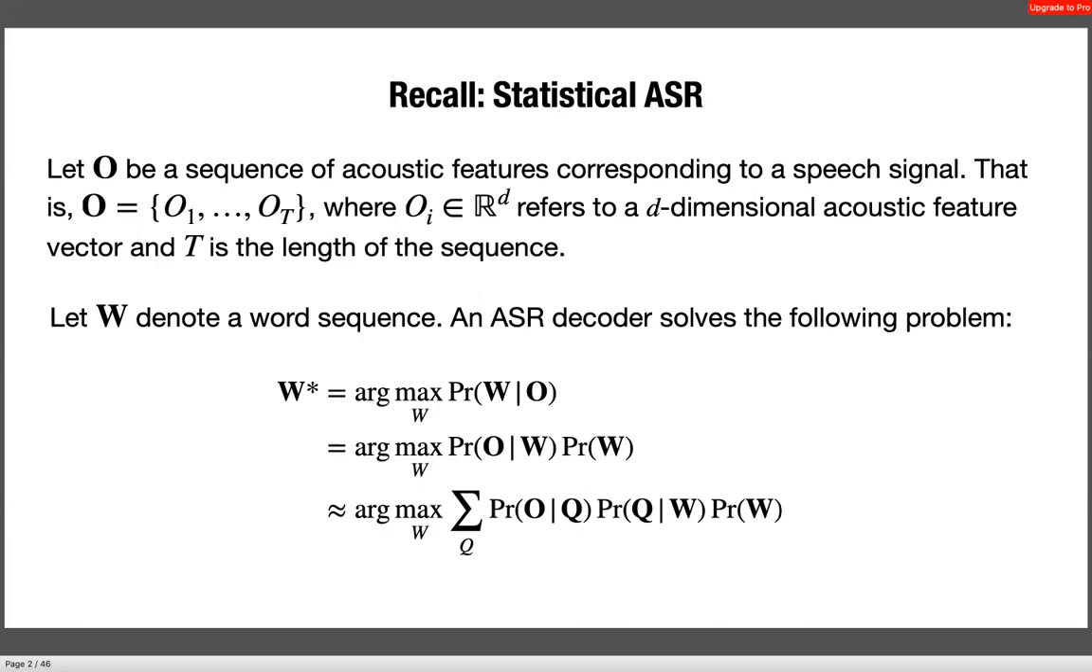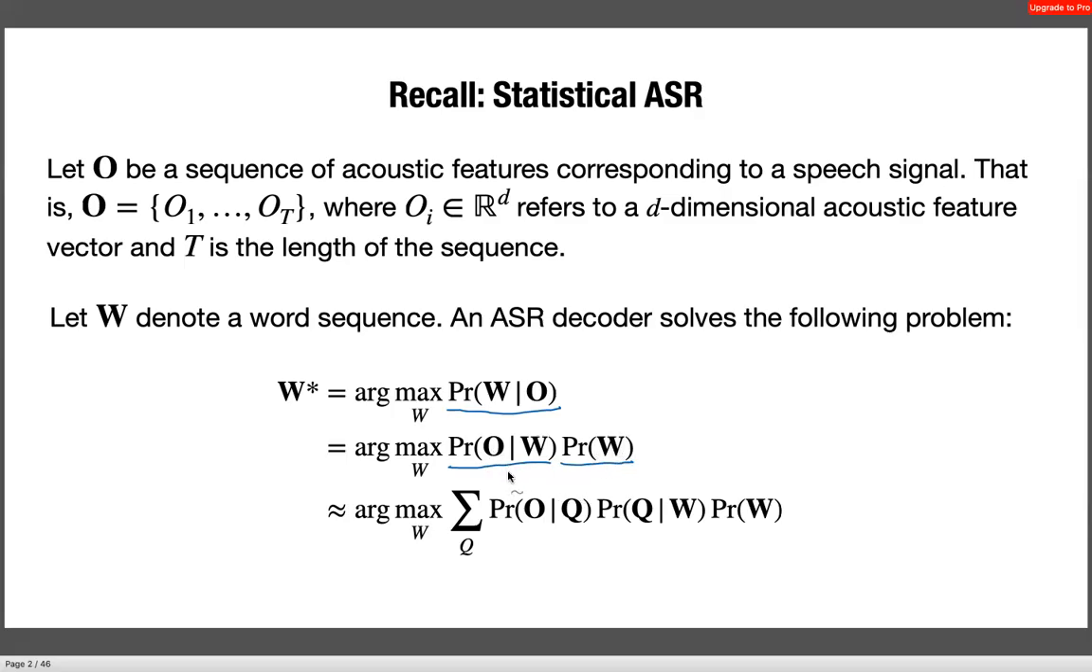So the ASR decoder has to solve the following optimization problem. That is, it needs to find the W which maximizes this conditional probability. And we said that you could apply Bayes' rule and write this as the product of the likelihood of observing O given some word sequence W, times the probability of W itself. So this is the prior probability of the word sequence.